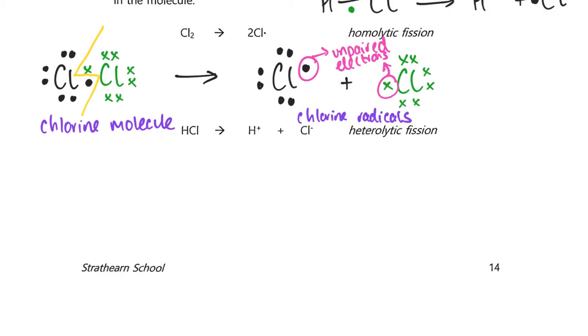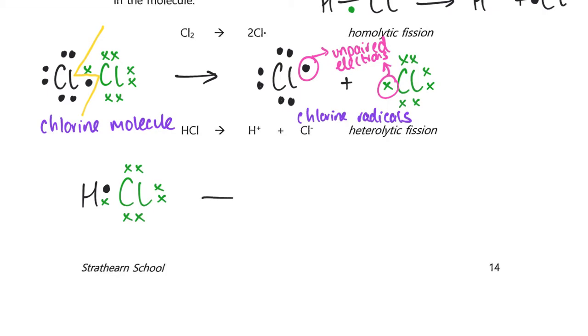It makes it really reactive. But let's have a look at heterolytic fission, and we'll use the example of hydrogen chloride. Let's again start with a dot and cross diagram of that molecule. You can see it's quite a simple molecule that shares one pair of electrons, one from hydrogen and one from chlorine.